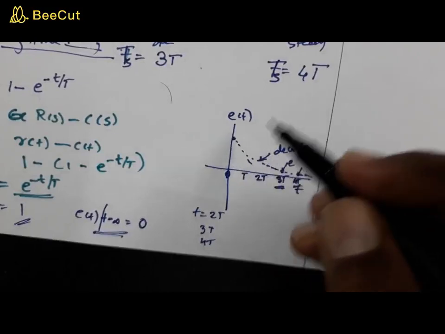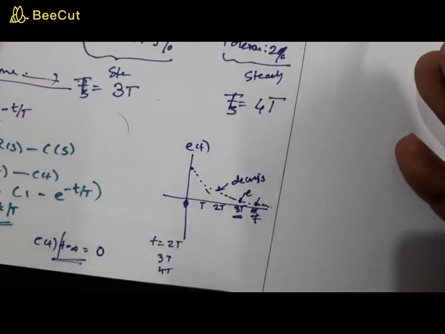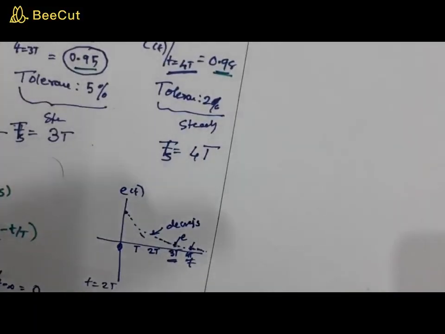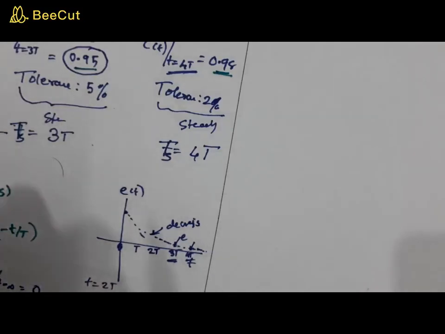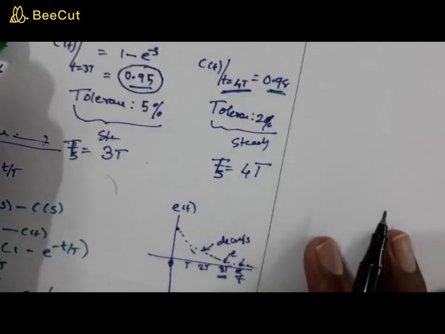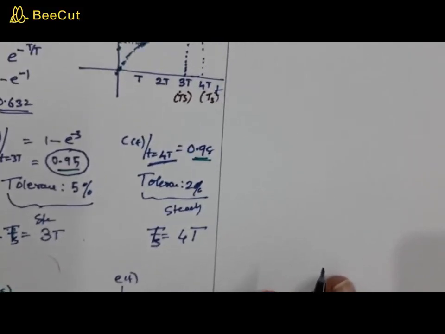Now, as time increases, what happens? As time increases, the response approaches the steady state, coming closer and closer to it. That means the error decreases. That is for the unit step response. Now, in the next section, we'll see its impact on the ramp response.